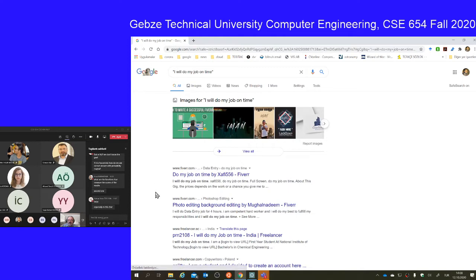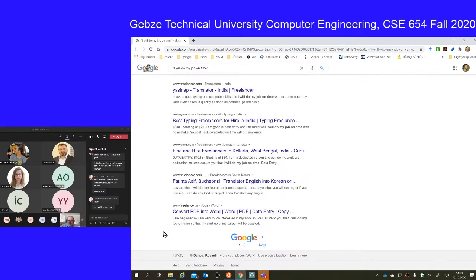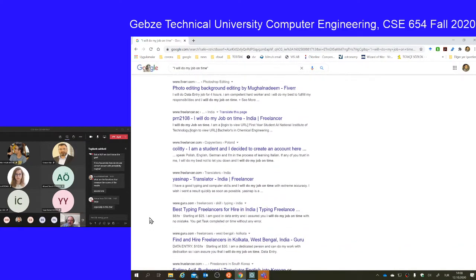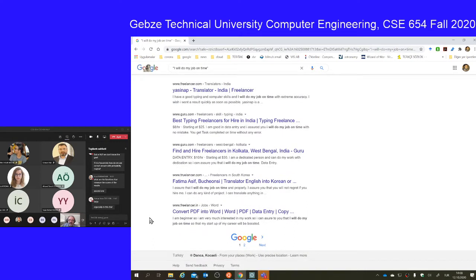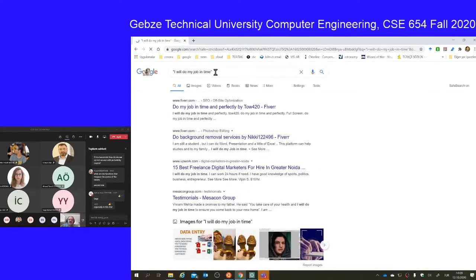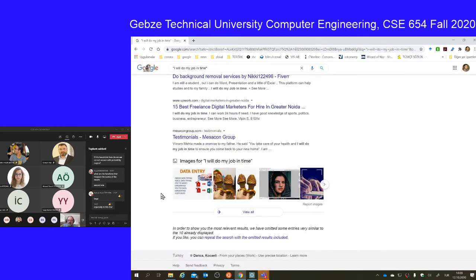So, how many of them do you think I have? 1, 2, 3, 4, 5, 6, 7, 8, maybe 10. And on the other page, there are a total of 20 occurrences of this sentence. How about this then? Instead of, I will do my job on time, how about, in time? If I do this, how many times am I saying it? 1, 2, 3, 4, just 4 times.